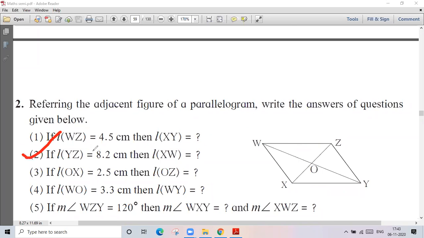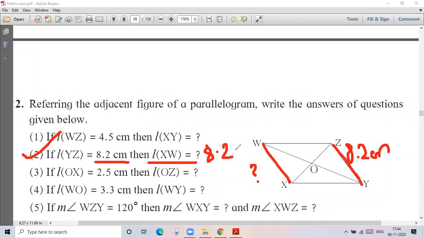Then next question. If YZ is equal to 8.2 centimeter, then we need to find out WX. WX is equal to how much? That is also equal to 8.2 centimeter, because the opposite sides of a parallelogram are congruent.